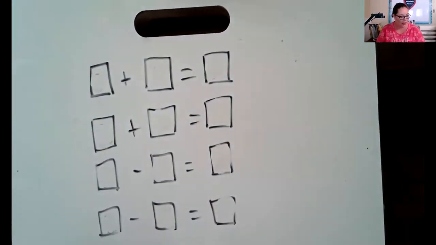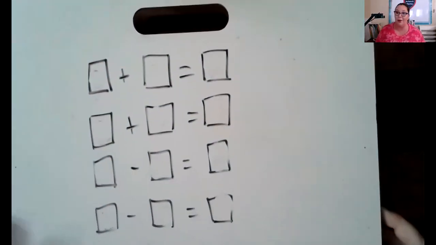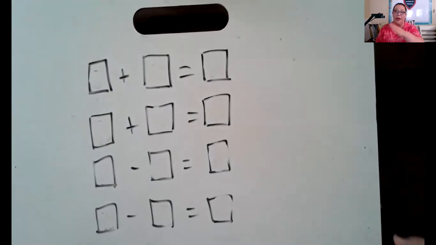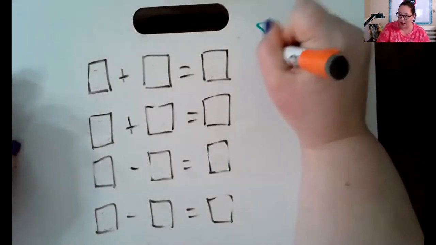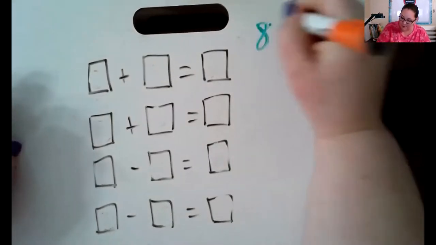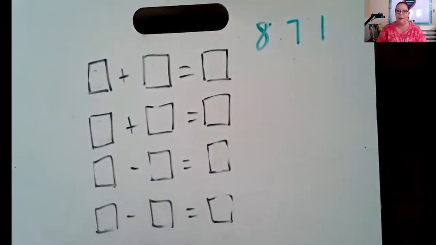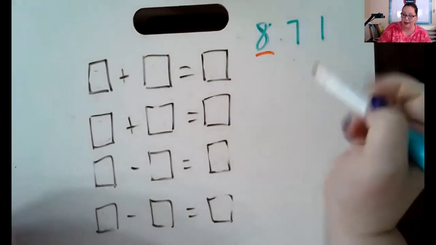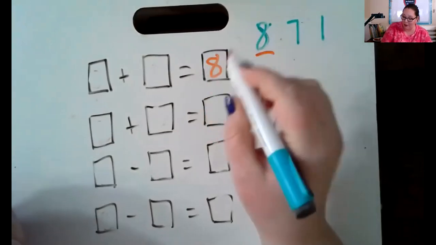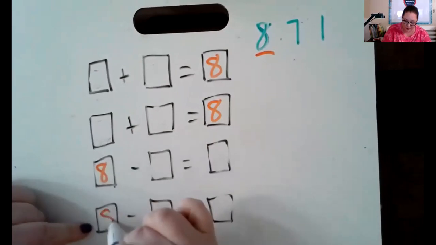All right, let's try it one more time. Boy, I wish that we were doing this in person, because I would pass this easel around and have each of you do it. But we got to do what we got to do. So this time our numbers are 8, 7, and 1. Okay, so which one is our largest number? The 8. So that's going to become our sum and the first number that we are working with.